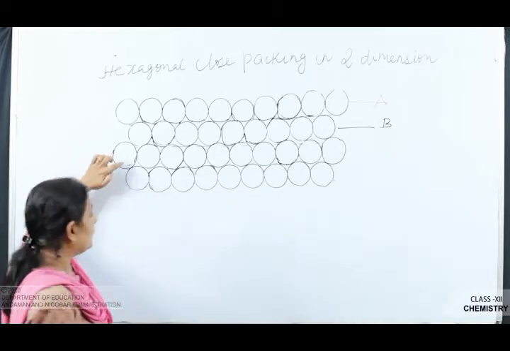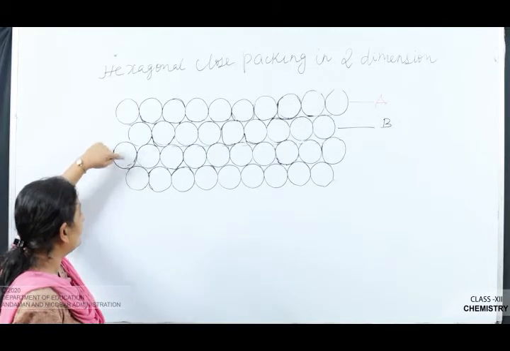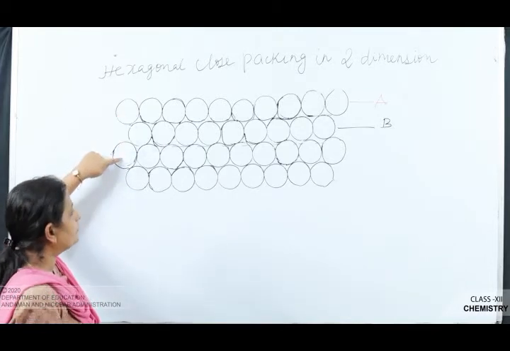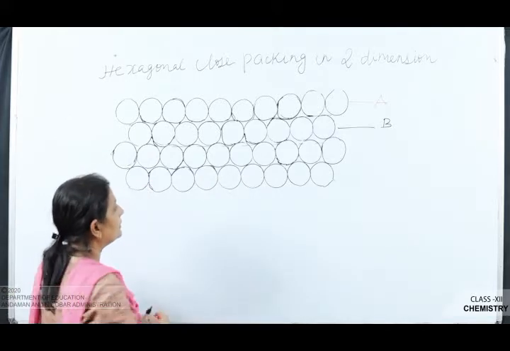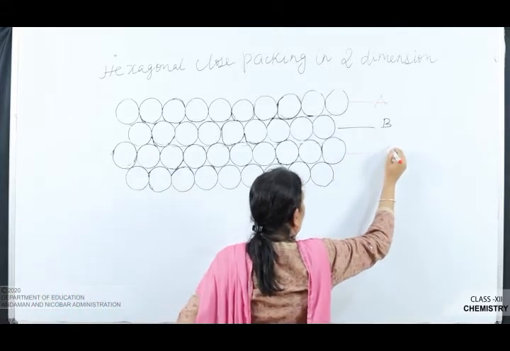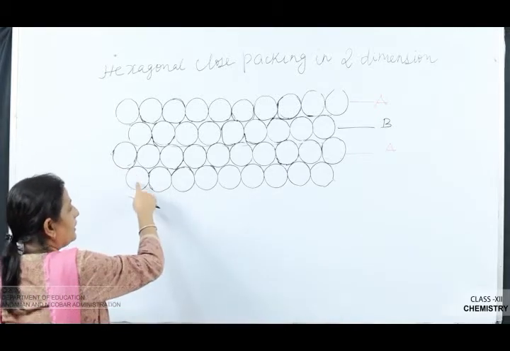Now, you see the third layer. The third layer is vertically aligned with the first layer. So, the third layer is identical to which layer? The first layer. So, again I can call it A. The third layer is named A again because it is identical to the first layer. Now, you see the fourth layer.